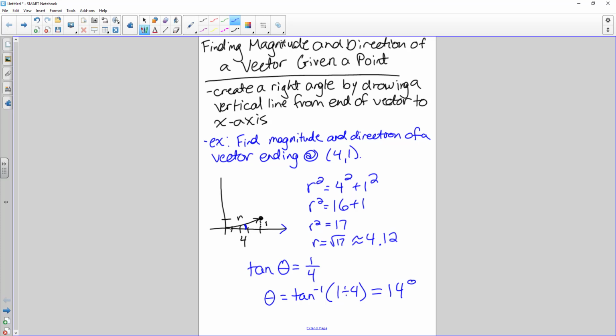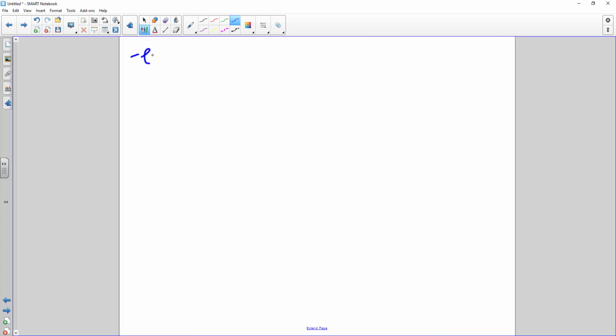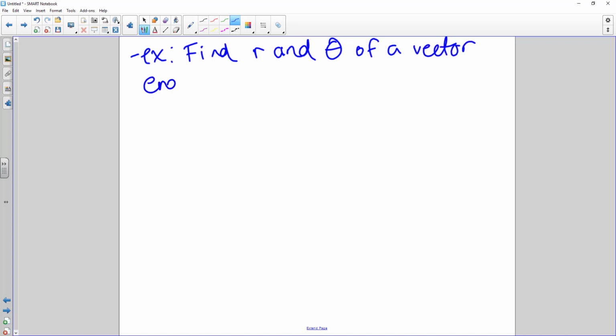So this is a vector 4.12 in length at 14 degrees in reference to 0, where 0 is straight to the right. Okay, let's also do one in a different quadrant. So this one I'm just going to use r and theta as shorthand instead of writing out magnitude and direction. We're going to find the magnitude and direction of a vector ending at the point -2, 5.